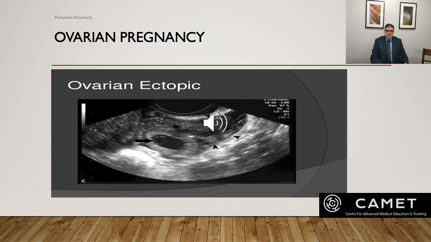Color Doppler may aid detection of the fetal heart pulsation in the ovary, or a complex echogenic adnexal mass with free fluid, which is a ruptured ovarian ectopic pregnancy. And the management is definitive surgical treatment. Laparoscopy is preferred if required to make the diagnosis.